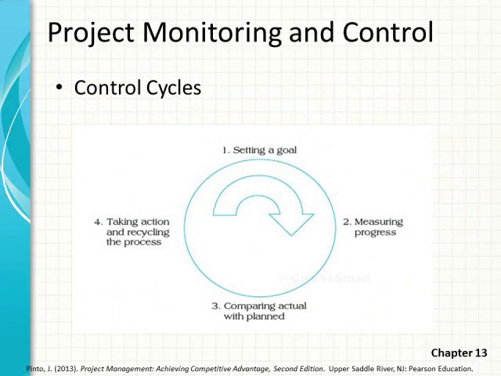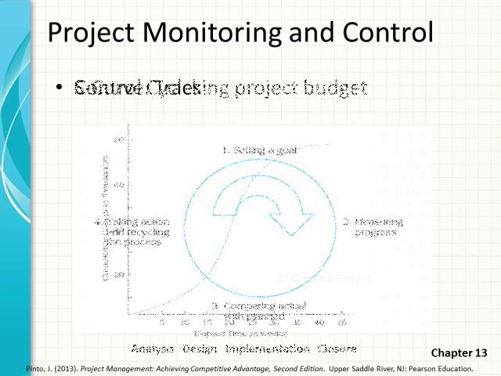Starting out with project monitoring and control, Pinto describes a control cycle of setting goals, measuring your progress, comparing actuals with planned, and then taking action and recycling the process again. This is very much a process improvement loop.